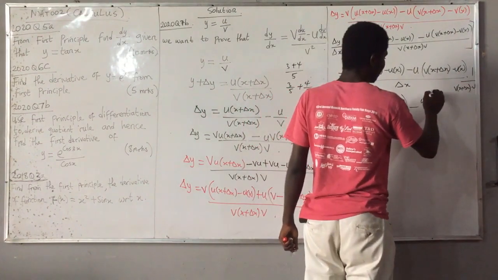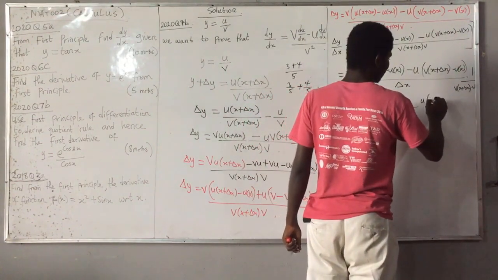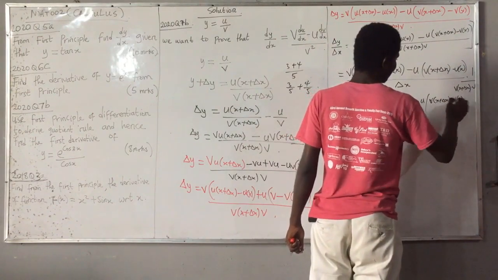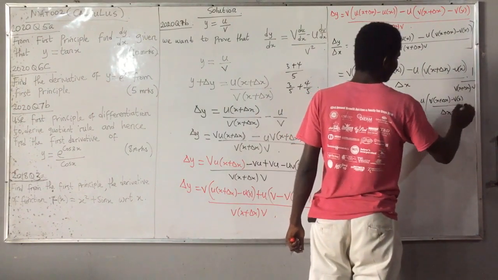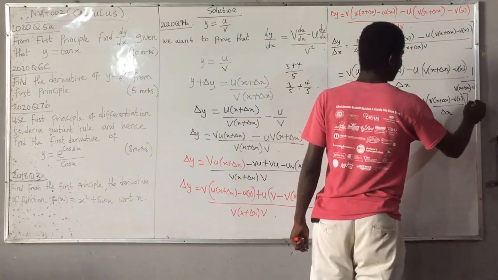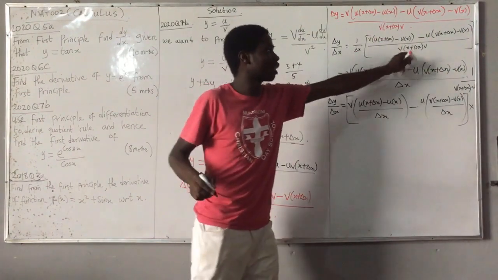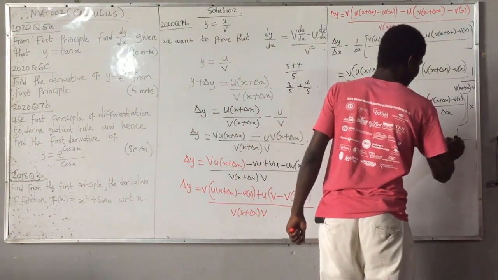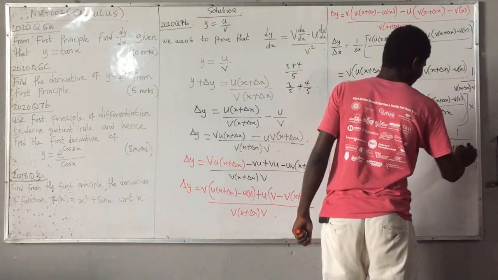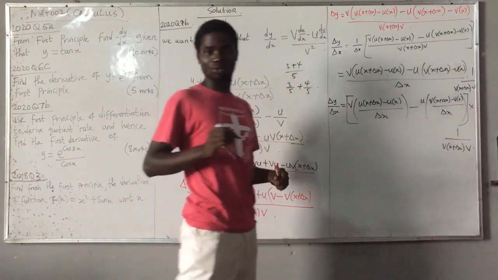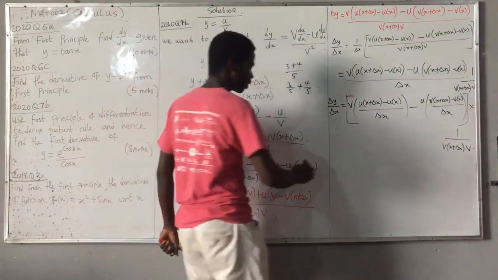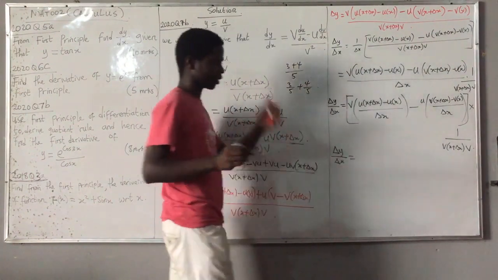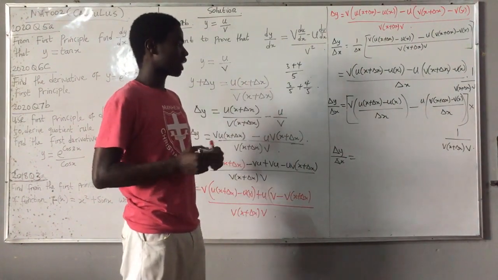So the same thing happens to this one too: v of x plus delta x minus v of x all over delta x. Do you get that? Multiply by this one that I push out. Let me write it here: 1 over v of x plus delta x multiplied by v. That's what you have. Now, delta y over delta x is equal to what? So, that's what we have.